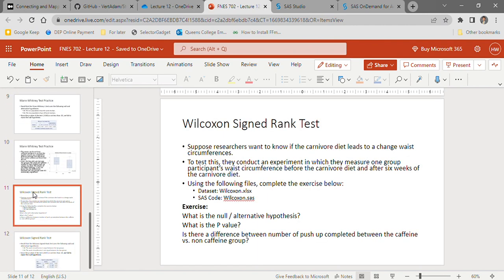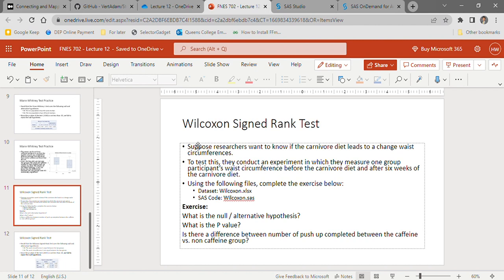Okay, so let's come back. This is the same convention that we've been doing this whole semester, right? Let's go through a scenario. Suppose a researcher wants to know if the carnivore diet leads to changes in waist circumference, right? So to test this, they measured everybody's waist circumference before they embarked on the carnivore diet, and then gave them 6 weeks of the carnivore diet. You can only eat meat for 6 weeks.